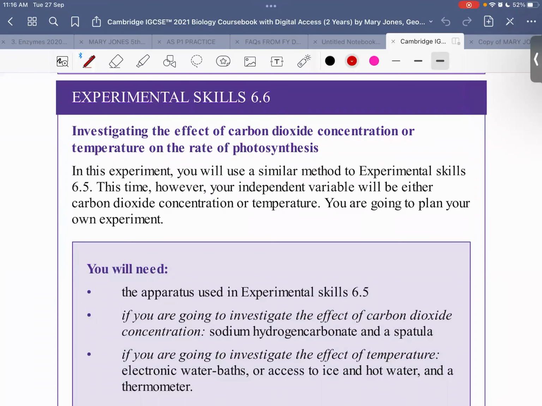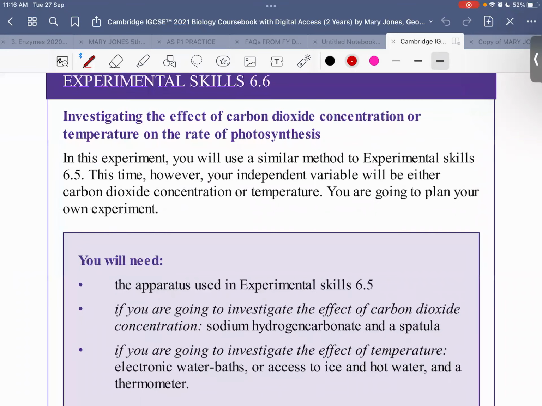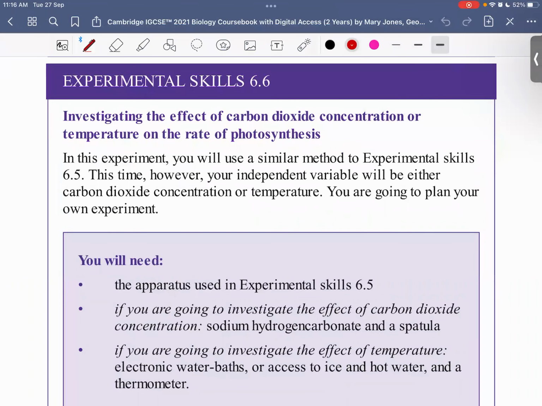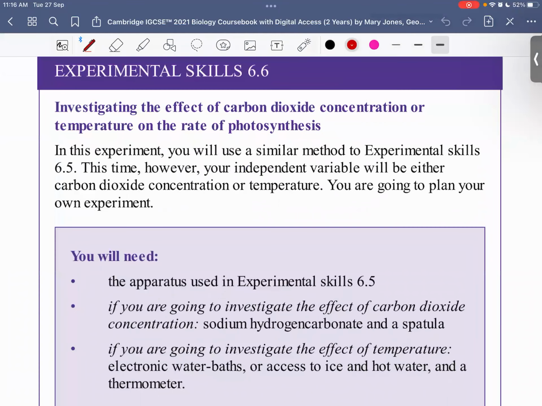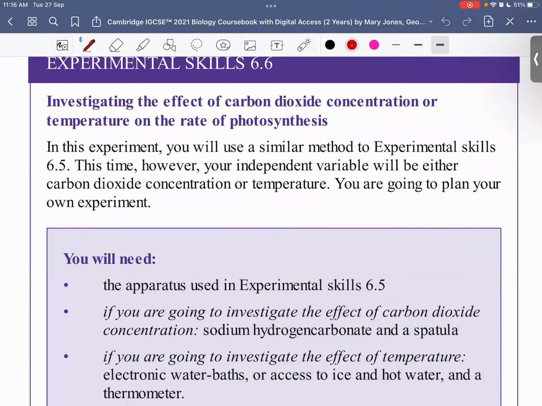Okay, so this is investigating the effect of carbon dioxide concentration or temperature on the rate of photosynthesis. Do you think that carbon dioxide concentration or temperature are factors required for photosynthesis? Yes, they are.